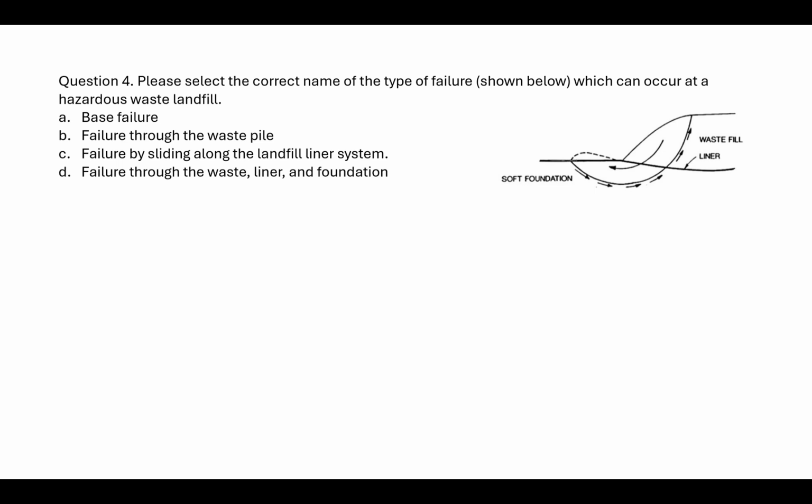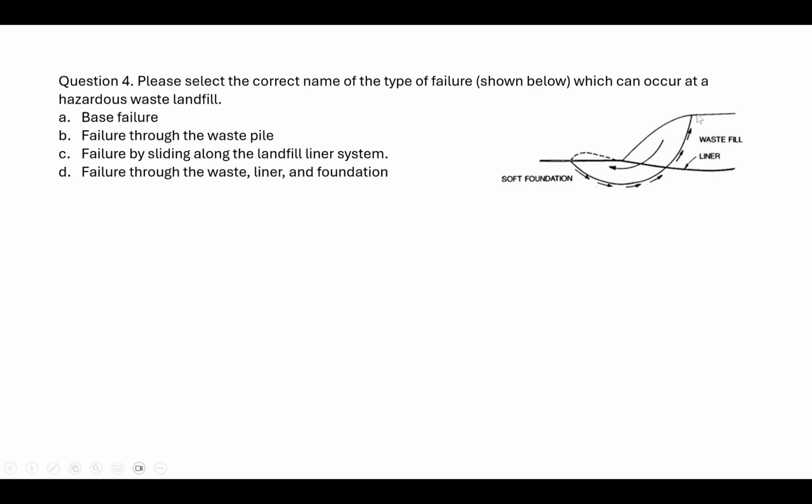Got one, answer is A, base failure. So this is not base failure. Here we can see that the base liner has failed. It has slanted, and the waste, this is the waste fill, has also failed through this line.